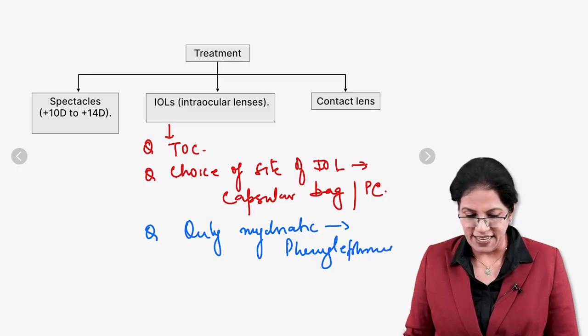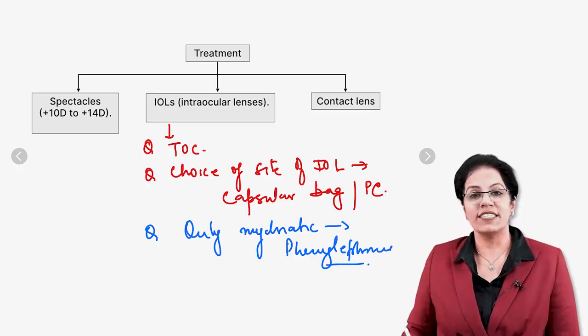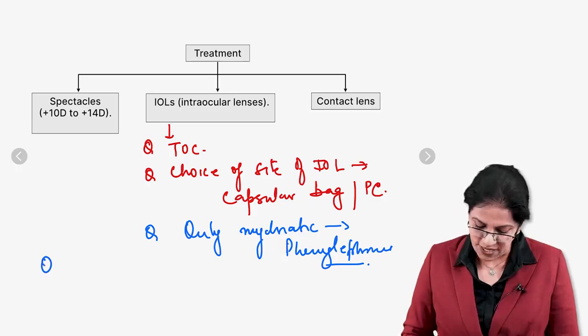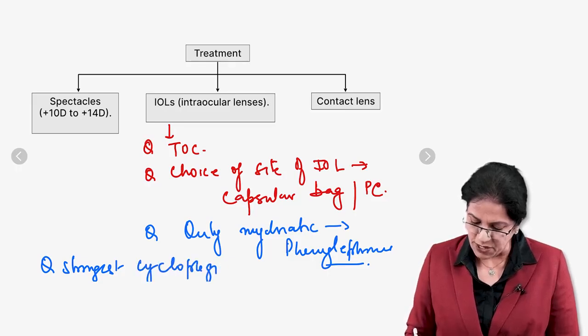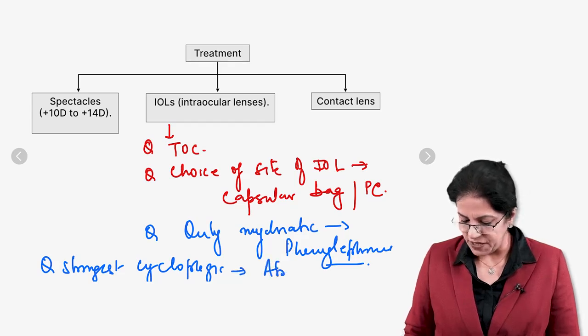So we'll remember phenylephrine. And which is the strongest cycloplegic? Of course, we all know this. It is atropine. So if they ask you the strongest cycloplegic, we answer atropine.